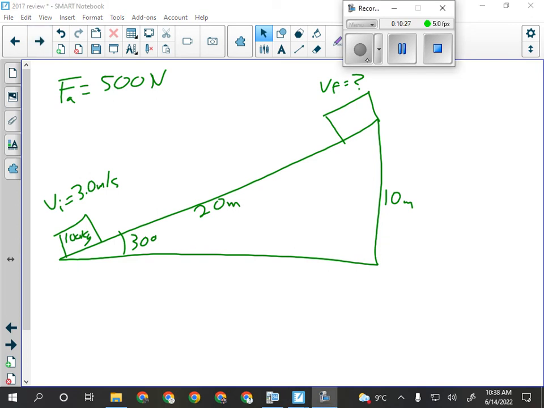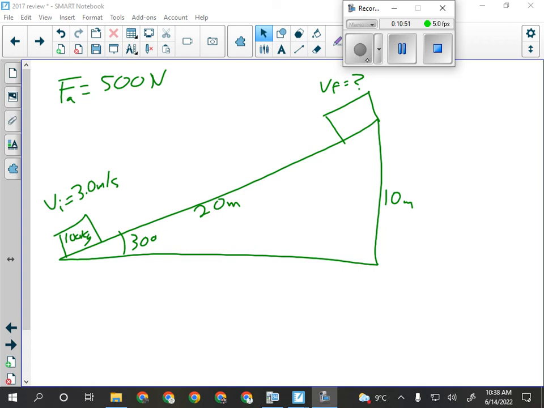Actually, it's not a conservation of energy question. Sorry, I should have explained a little more. It's a work energy theorem question. Okay? There's a force applied. Something is pushing it up the ramp. That applied force is 500 newtons up the ramp.